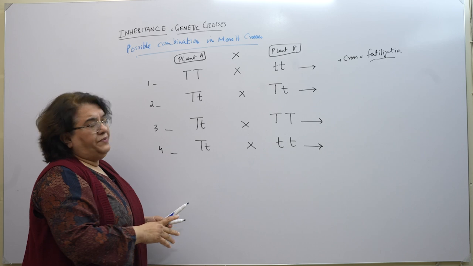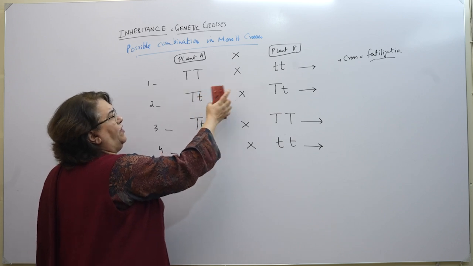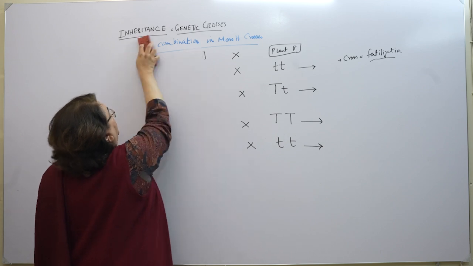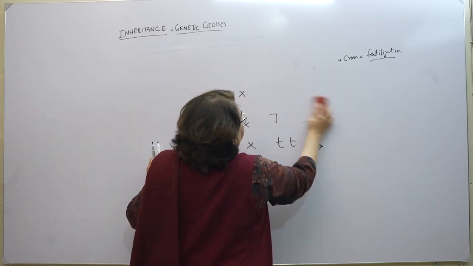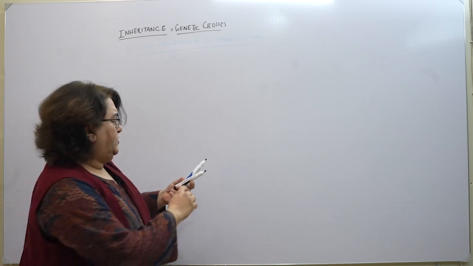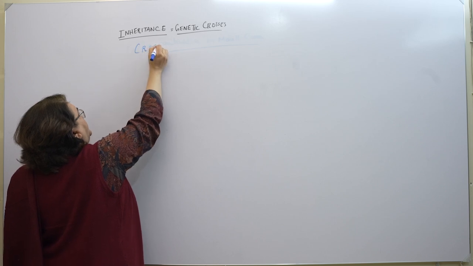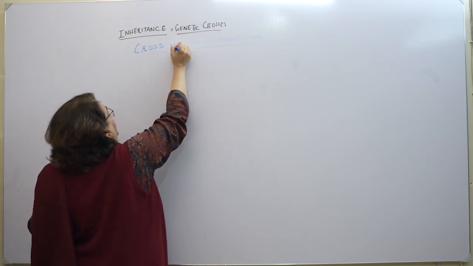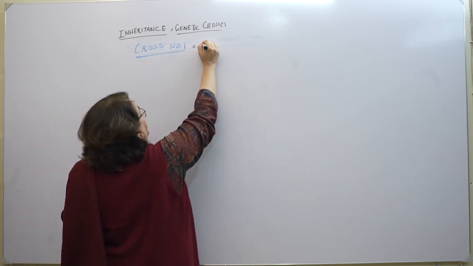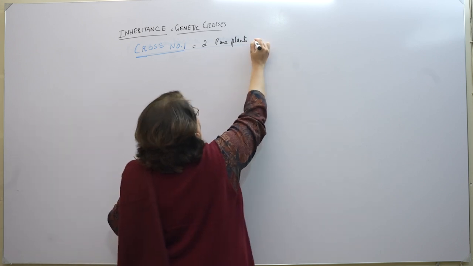Now I'll take on the first cross and keep these crosses in mind. If you're writing them down, just copy them down and we'll work up the first one, then the second, third, and then the fourth. And then you can write down and compare the ratios in your copies. Now let's have a look at the first cross, right? So our cross number 1 is going to be between two pure plants, and these are said to be the parent generation.